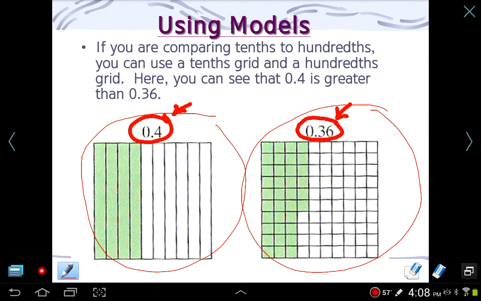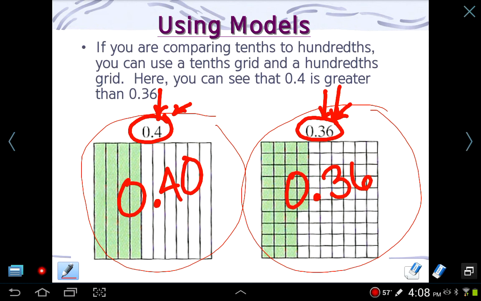I mean, 36 definitely seems bigger than 4. But it's not about the number, it's about the decimal value. This 4 stands for tenths. This 3 stands for tenths, and this 6 stands for hundredths. So this one, in essence, is like 40 cents, and this one, we don't have to do any changing, is like 36 cents.